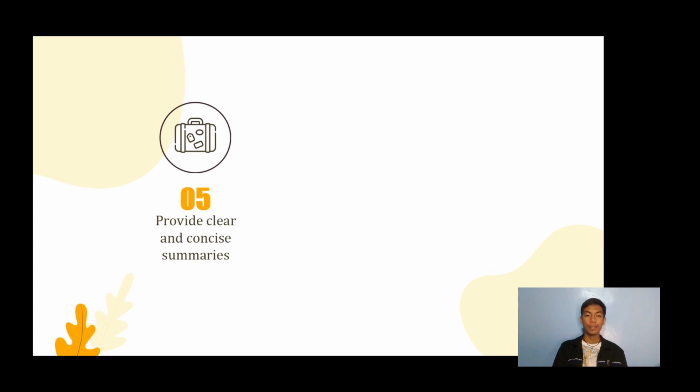The sixth tip is to use proper citation. Make sure that you properly cite all sources of information in your RRL. This includes both in-text citations and a complete list of references at the end of your review.